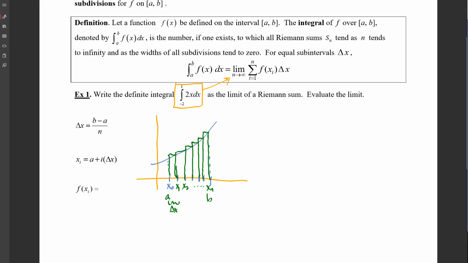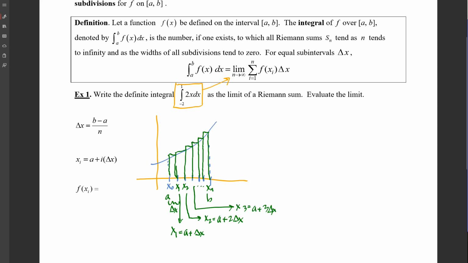So delta x is equal to b minus a over n, and then the first x here, x1. Do you see that this x1 is actually equal to a plus delta x? And what's another way to write x2? Do you see x2 is actually a plus 2 delta x, right? And x3 would be equal to a plus 3 delta x.